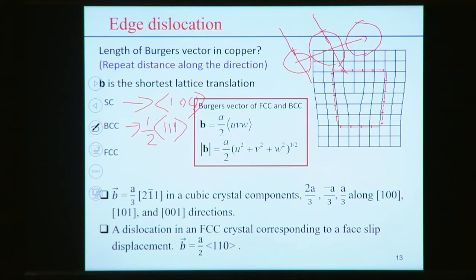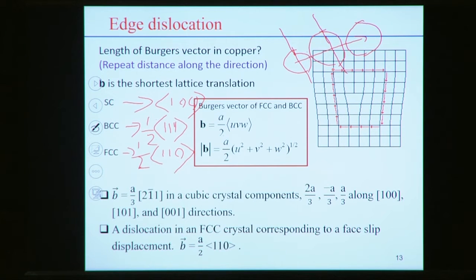So similarly for FCC also, half of the face diagonal 1, 1, 0. That 1, 1, 0 actually represents the face diagonal. So half of that represents the shortest lattice translation distance. So that is the representation of the Burgers vector. So in general, the Burgers vector for FCC and BCC can be represented by a/2 [uvw]. uvw represents the Miller indices of a specific direction, and the specific direction here is the close-packed direction.